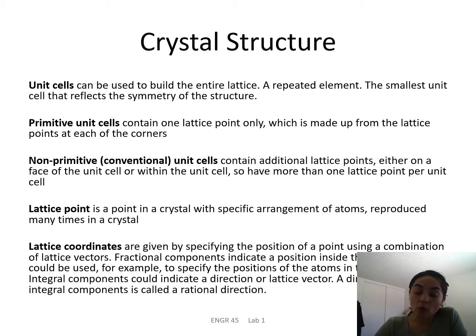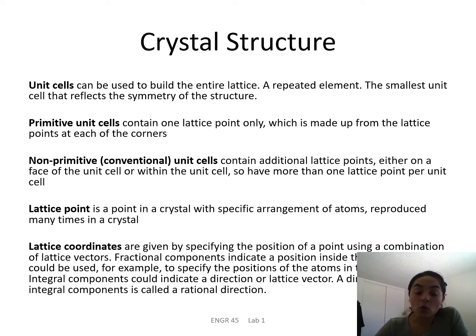But then when we go to the other types of crystal structures, we need to use non-primitive or conventional unit cells in order for us to reflect the symmetry of the entire structure or lattice. And non-primitive, also known as conventional unit cells, contain additional lattice points. So not only one lattice point, but they can contain more than one, either at the face or within this unit cell. And obviously that would mean that they contain more than one lattice point.